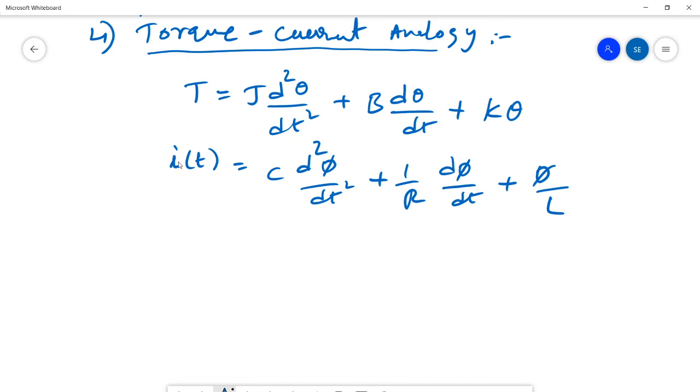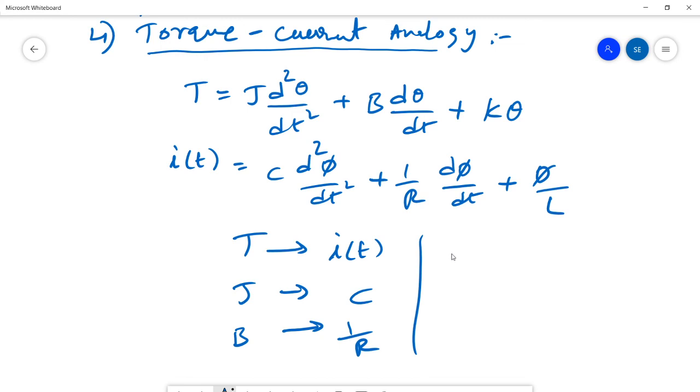Torque is analogous to current here, I of t. J is analogous to C, B is analogous to 1 by R, K is analogous to 1 by L, theta is analogous to phi, and d theta by dt is analogous to d phi by dt. That's it, the six parameters we have to write.